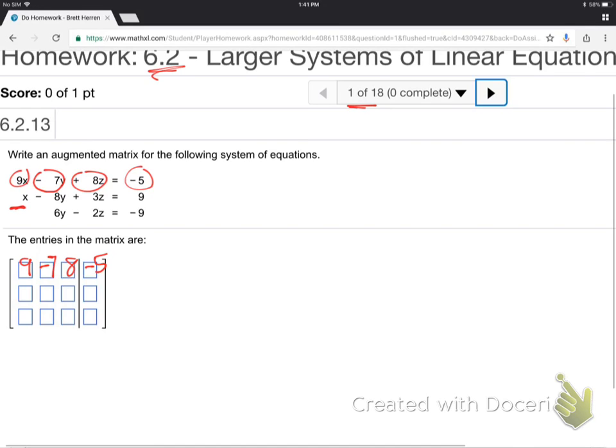Next one. What number's in front of this x here? 1. Understood 1, right? And then -8. And 3. And 9. The bottom, now what x is here on the bottom row now? 0, right? And then 6. -2, -9. It's all making sense? So the only spot that was missing was that x. This x is missing, so it's a 0. Everything else good on that? So that's all they want on number 1. It's just as simple as that.